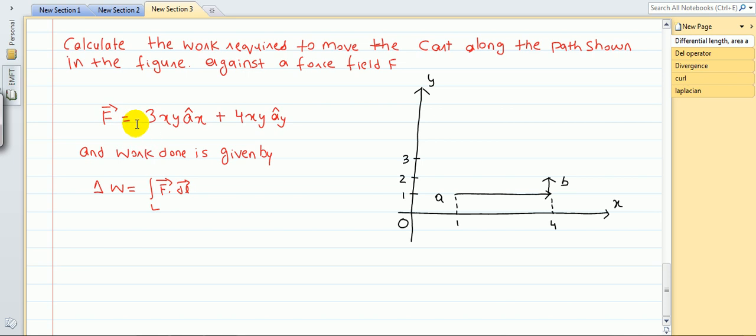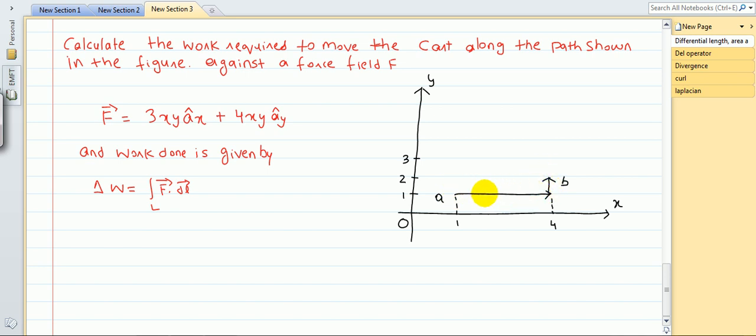Now let us see this problem. In this problem, calculate the work required to move the cart along the path shown in the figure against a force field F. F is given by 3xy ax cap plus 4xy ay cap, and work done is given by the line integral of F dot dl. So here the path is shown, we are moving a cart from point A to point B along this path.